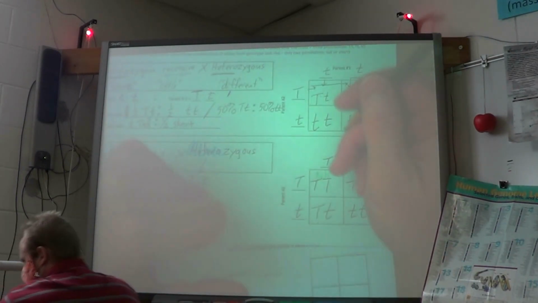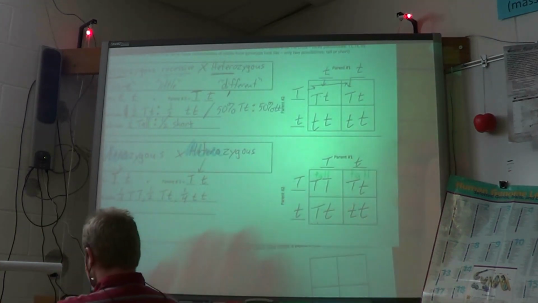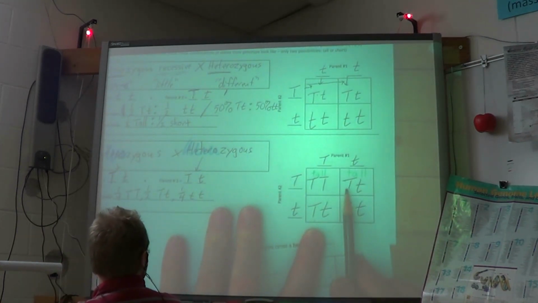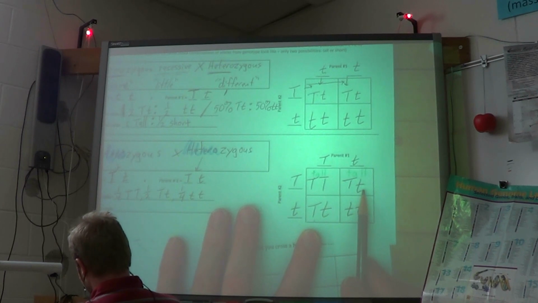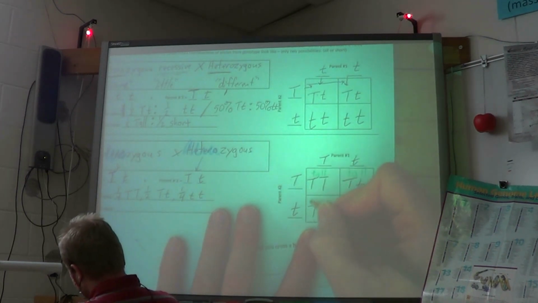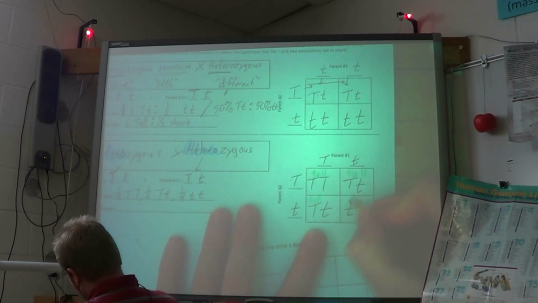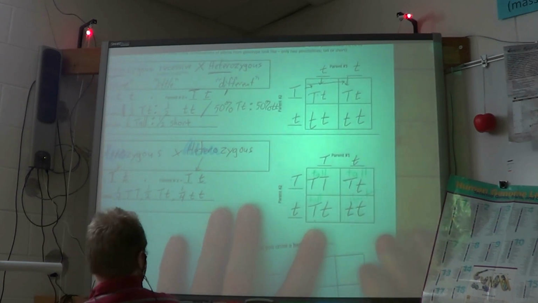I feel like you gotta say it like that. It dominates over the recessive trait. So the tall is gonna dominate over the recessive. Big T, little t, tall or short? Tall. And little t, that's gonna be our short.